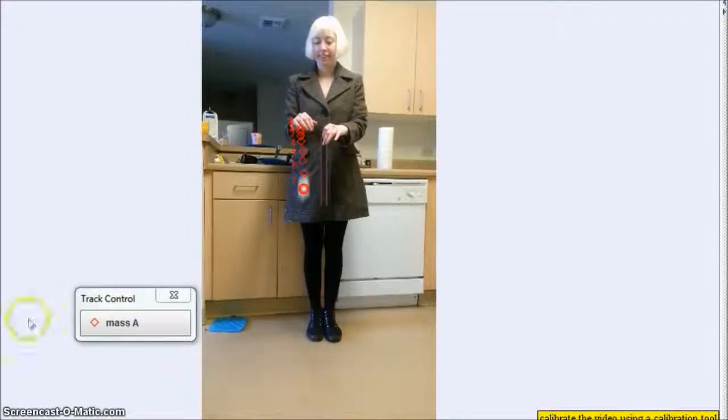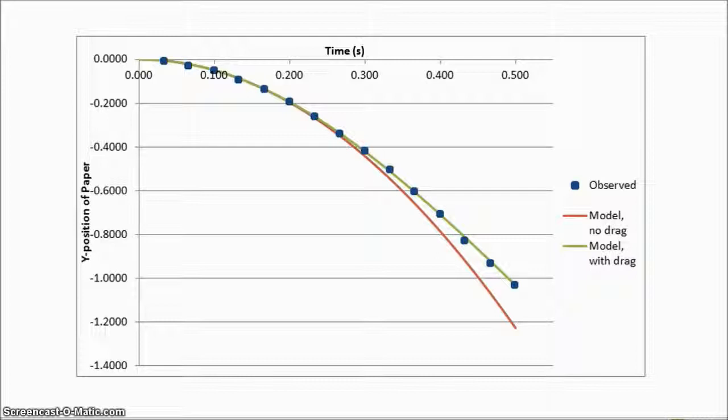So which model best represents our video data? As might be expected, when we look at the graph of time versus y position for our observations, the blue points, and our models, the red and green lines, the model with drag very closely matches the observations after about 0.25 seconds, whereas the model without drag diverges. This tells us that a model with drag force varying proportionally with the square of the speed is correct.